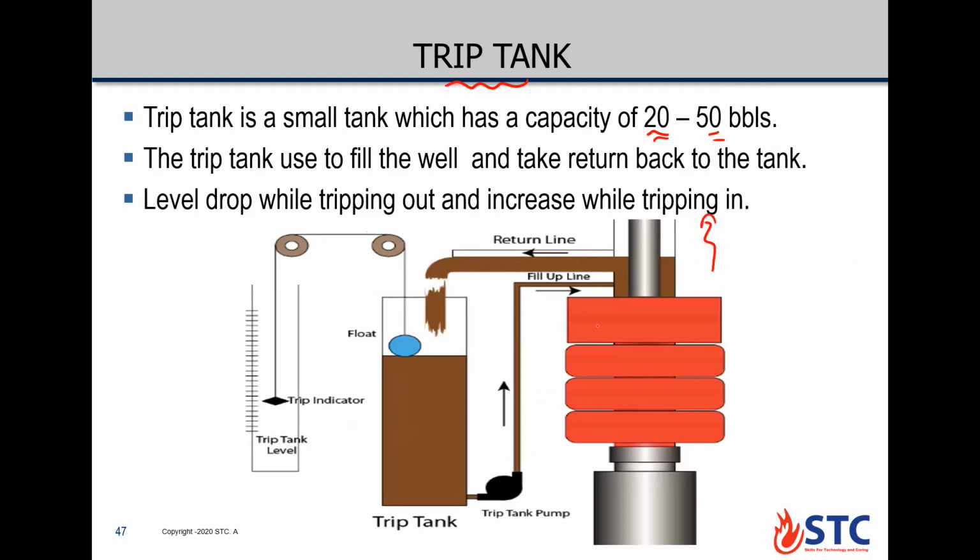So for example, if we are pulling out from the well, the suction pump here starts to take fluid from the trip tank and compensate inside the well, so the level here will drop. If we run in the well like this, we are going to add some mud due to the pipe displacement, or if we are close-end displacement. So we have here a return line to take the return fluid again to the trip tank. So the level drops while tripping out because you take fluid from the trip tank to compensate inside the well, and the level increases while tripping in because you take return from the well to the trip tank.